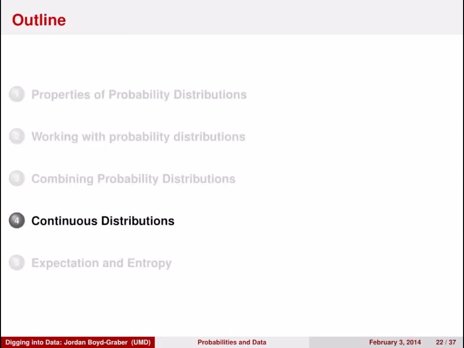Thus far, we've mostly been talking about discrete distributions, the color of a sock, the outcome of a roll of a die. However, we're not going to restrict ourselves to discrete distributions in this class, so we now need to talk a little bit about how the concepts that we've talked about thus far also apply to continuous distributions.